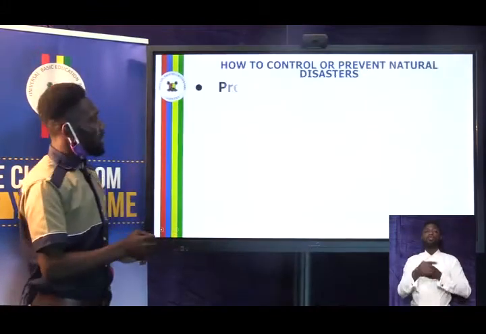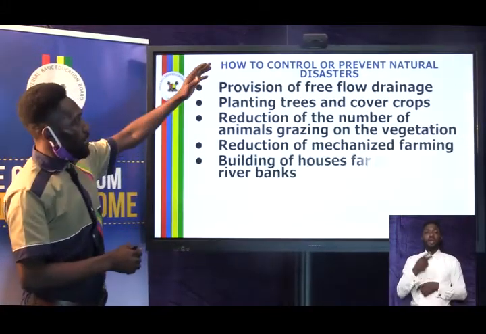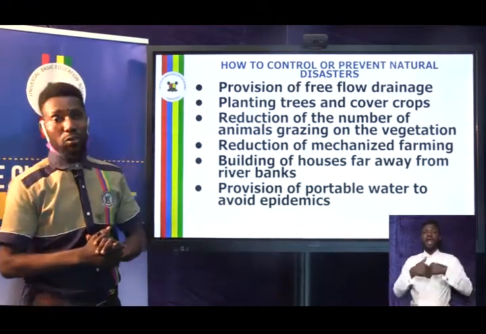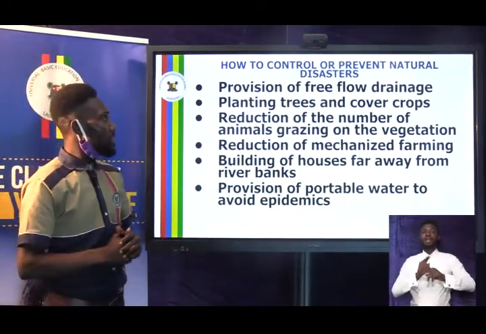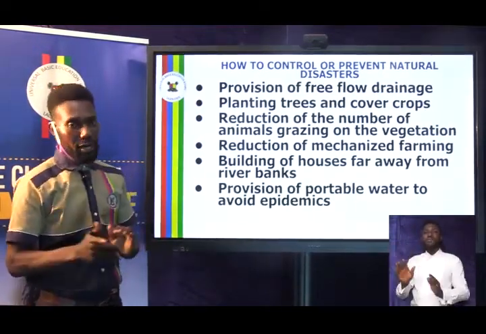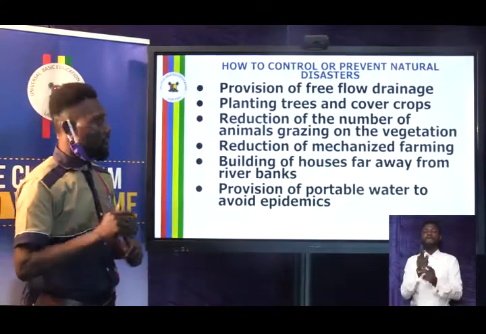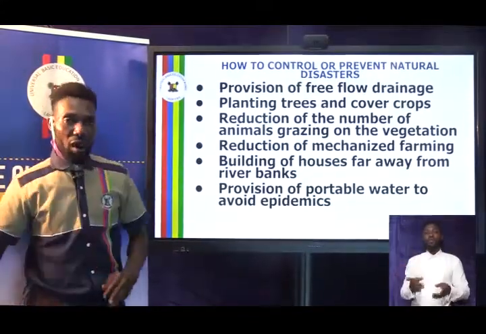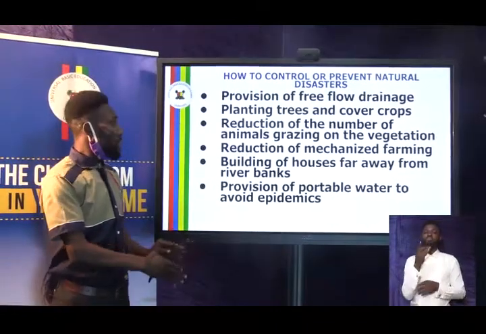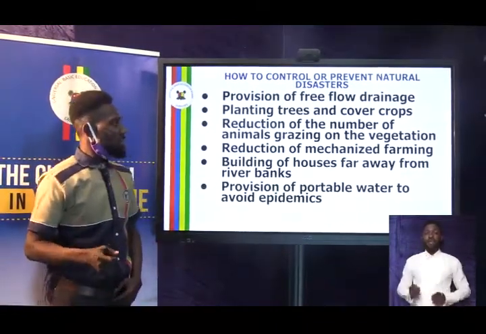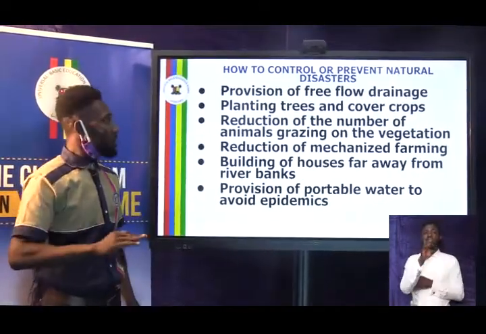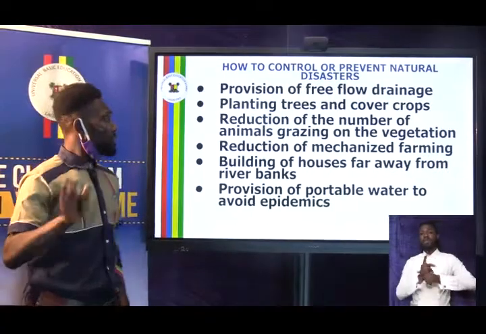Now, in today's lesson, let's check how to control or prevent natural disasters. Number 1, provision of free flow drainage. Say that, provision of free flow drainage. If you have free flow drainage, there won't be flood, especially the one caused by human factors. Number 2, planting trees and cover crops. Planting trees and cover crops will help us to prevent erosion and some other disasters.